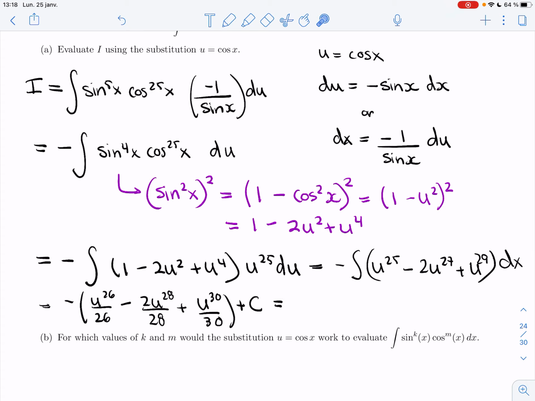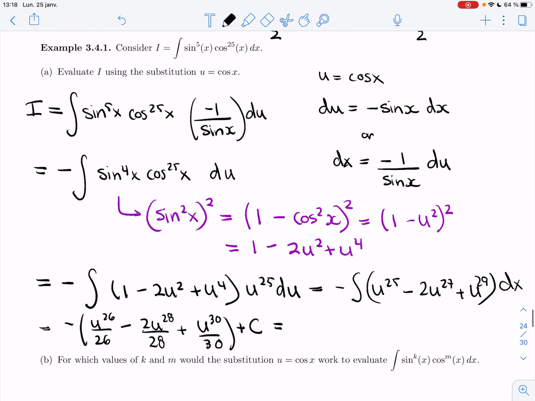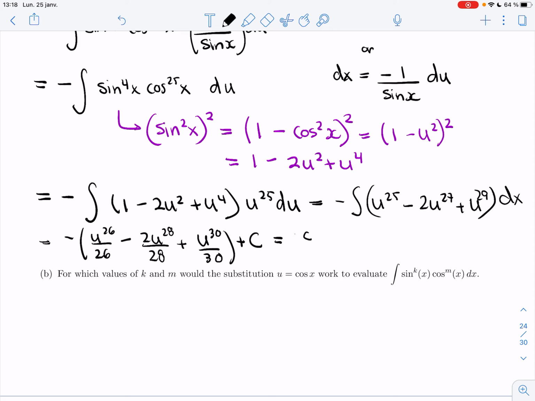All right, final step. This is the correct answer in terms of u. We want it in terms of x. And so I'm going to replace u by cos of x. So minus cos to the 26 of x over 26 plus cos to the 28 of x. I'm going to cancel the 2 with the 28 and get 14, and then minus cos to the 30 of x over 30.